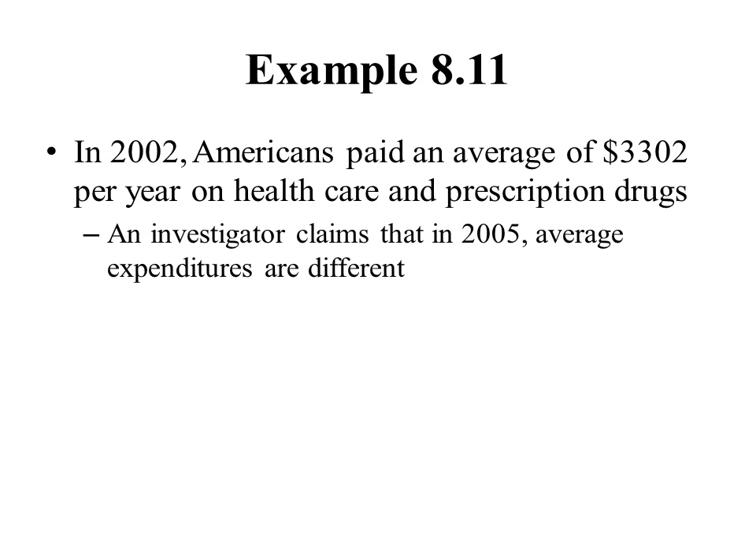So let's look at one last example here. This is example 8.1 from the textbook. So in 2002, the Americans paid an average of $3,302 per year on health care and prescription drugs. I think we've looked at this scenario before. Now, an investigator claims that in the year 2005, average expenditures are different. And so to test that claim, we went out and we got some data from people in the year 2005.